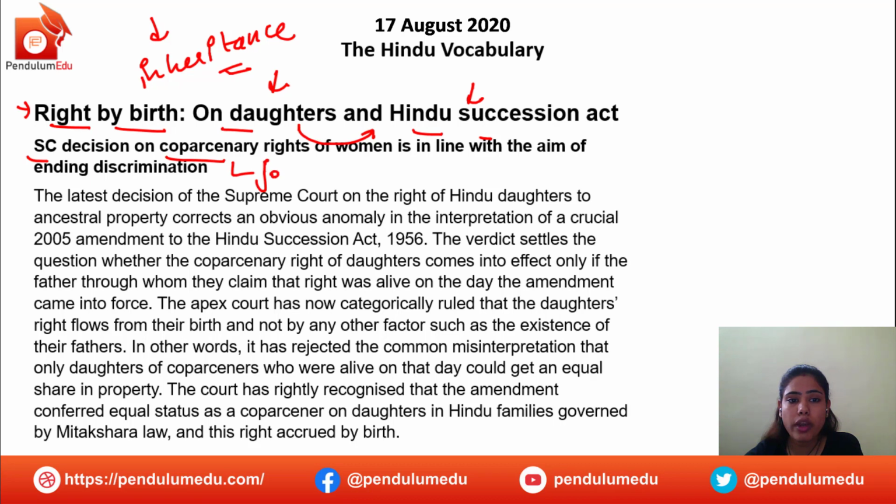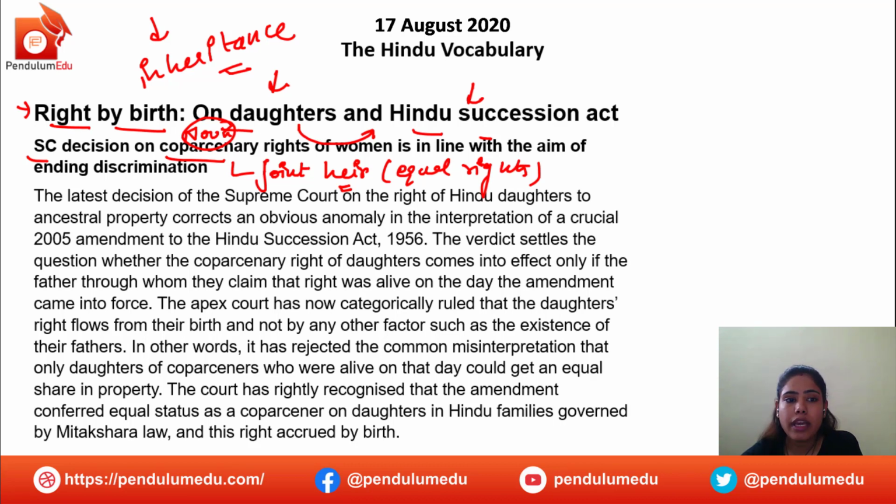Coparcenary is joint heir. So joint heir, first of all, is a noun. Joint heir means having equal rights with someone else, like you're sharing equal rights with someone.